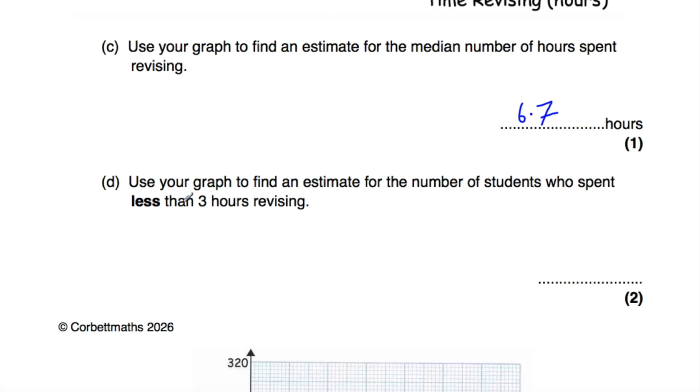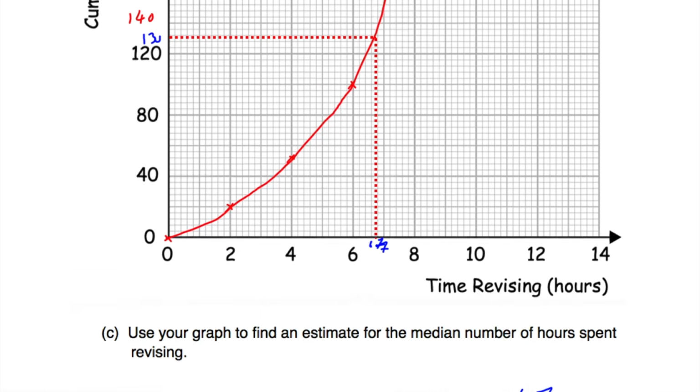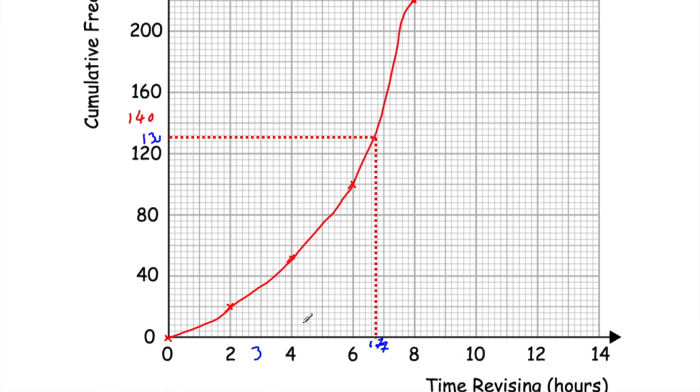Okay, and then part D. Part D says, use your graph to estimate the number of students who spent less than 3 hours revising. So less than 3 hours revising. Okay, so you're going to go to 3 hours here, and then you're going to get your ruler and pencil, and you're going to go from 3 hours up to the curve and then across. And whenever you go up to the curve and across, this value that we read off will be the number of students who spent less than 3 hours revising.